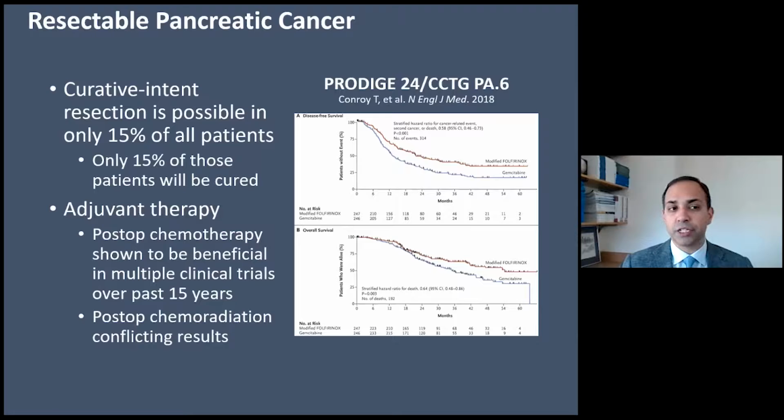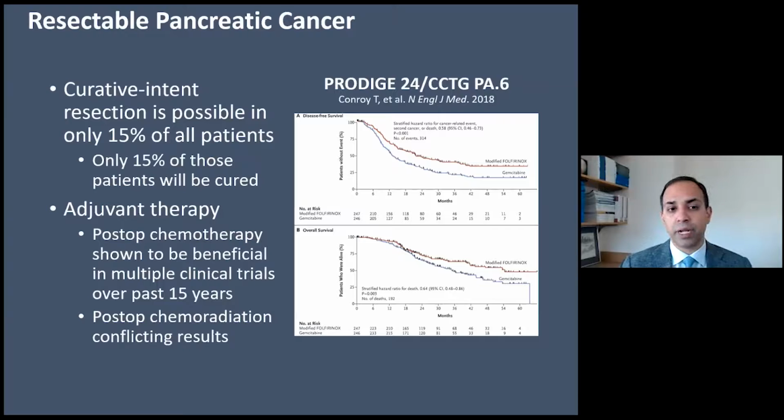Curative intent resection is only possible in 15% of patients who are diagnosed with pancreatic cancer, and only 15% of those patients who undergo surgery will be cured. There have been numerous trials over the last 15 years that have shown improvements in outcomes with postoperative chemotherapy, with adjuvant chemotherapy. I highlighted the PRODIGE 24 study, which randomized patients to receive gemcitabine, a prior standard of care treatment, and FOLFIRINOX, a more aggressive regimen consisting of 5-FU, leucovorin, irinotecan, and oxaliplatin.